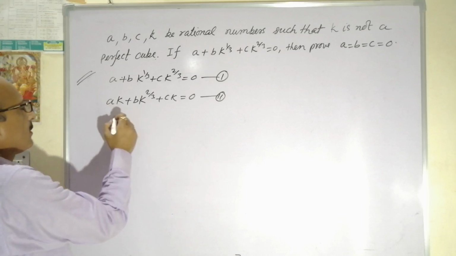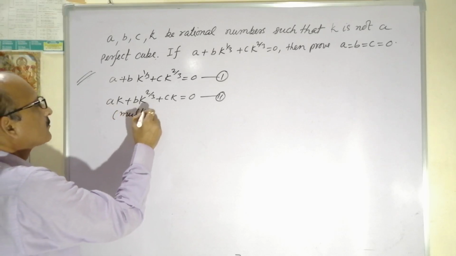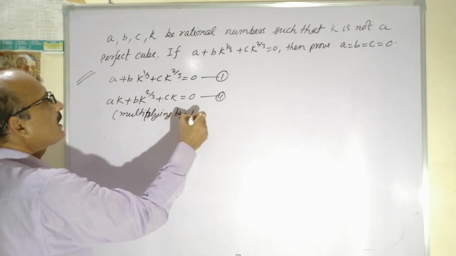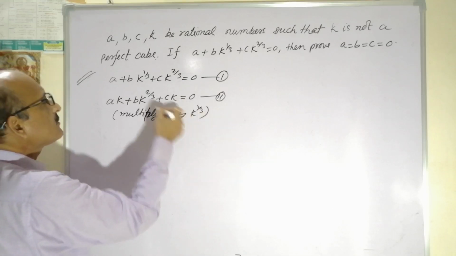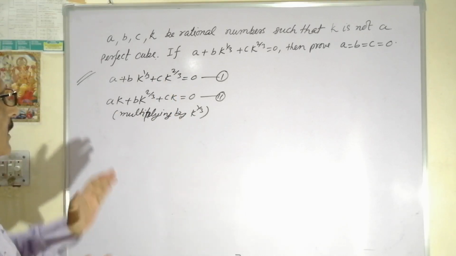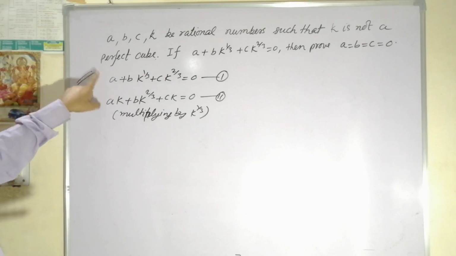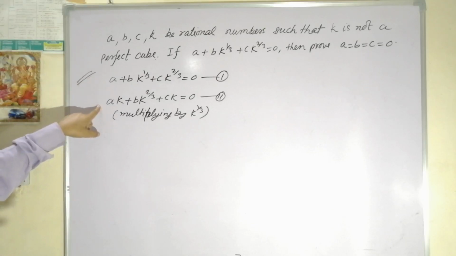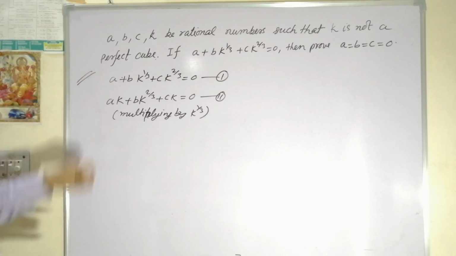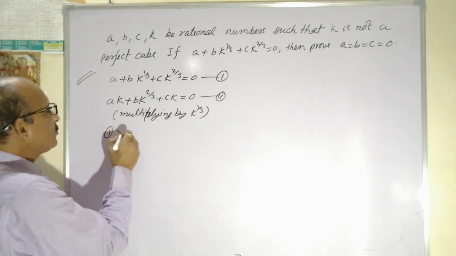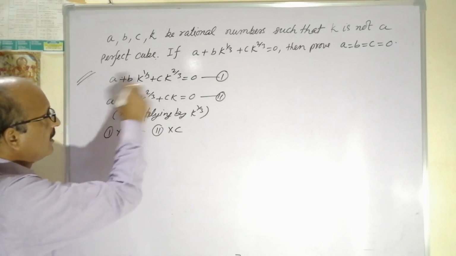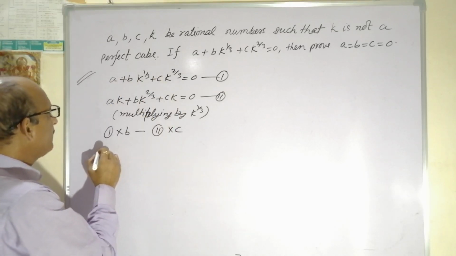Here I am writing multiplying by K to the power 1 by 3. Now again we would like to make this problem a little bit more concise. Let this be multiplied by B and this to be multiplied by C, and then subtract. So equation number 1 to be multiplied by B and equation number 2 to be multiplied by C, then subtract it.